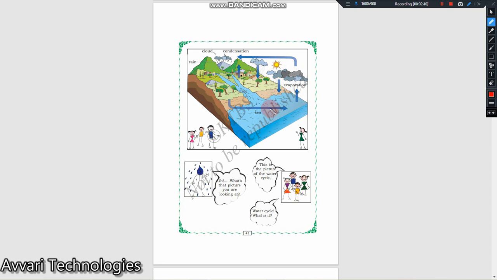There are two types. The heating process, where water changes to water vapor, is called evaporation. And the water vapor which has formed clouds becomes cool and forms rain, which is called condensation. Like this, with the help of evaporation and condensation, we can do this water cycle. The main thing is the sun, which is used for evaporation. So let's go to the next page.